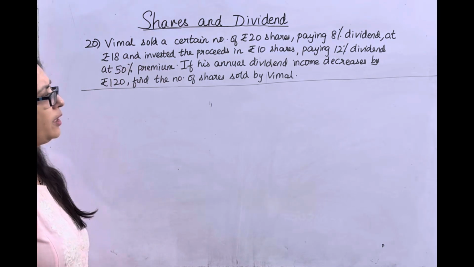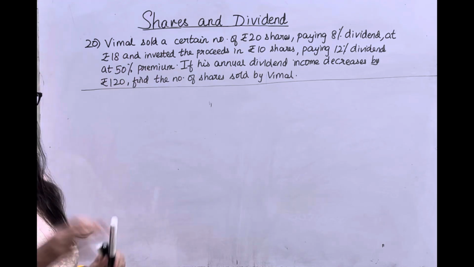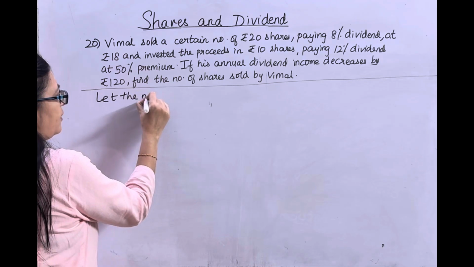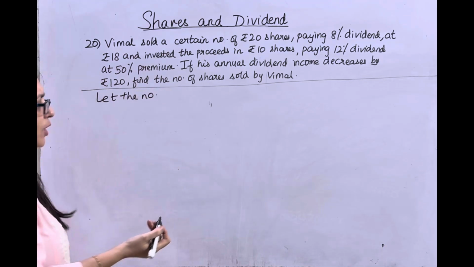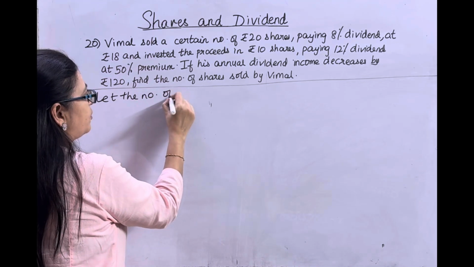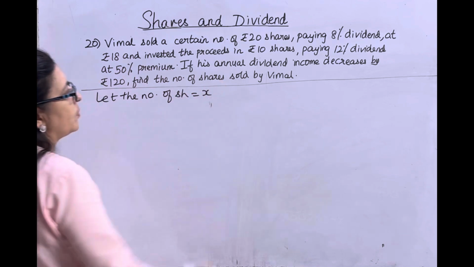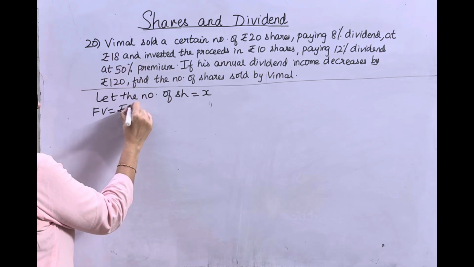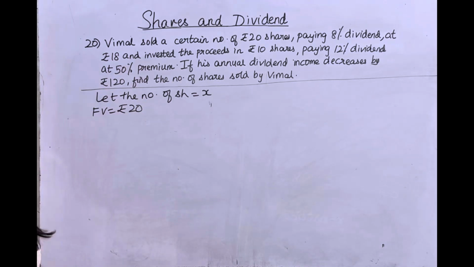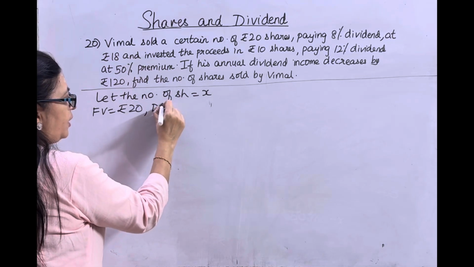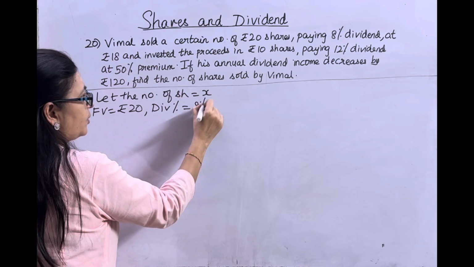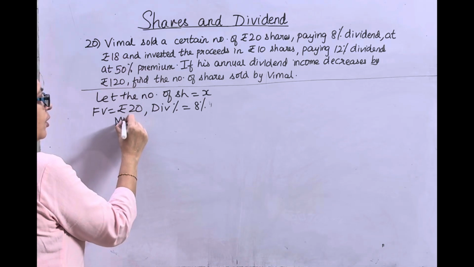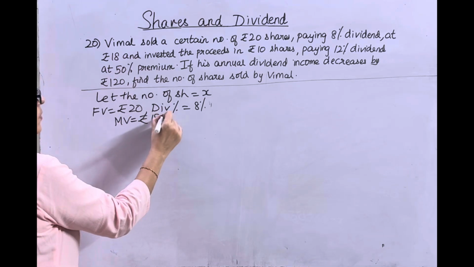Vimal sold a certain number of 20 rupees shares. Do you know the shares? No. So let the number of shares, certain number of shares means you are not aware of the shares, right? So let the number of shares be X, of rupees 20, face value is rupees 20, paying 8% dividend. So dividend percent is 8%, at rupees 18. So market value is rupees 18.